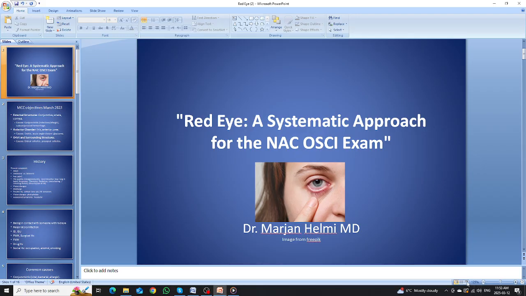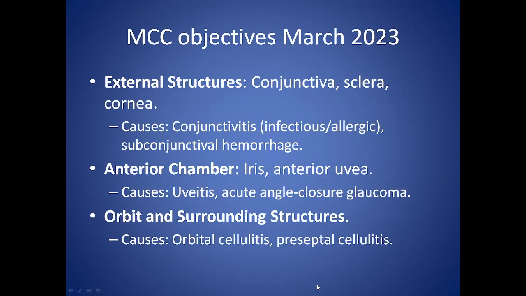Red eye. Based on MCC objectives, we have different reasons. External structures can cause red eye, like conjunctiva or sclera. In any of the structures, if we have any kind of infection, allergy, or inflammation, it can cause red eye. For example, in this area, conjunctivitis or subconjunctival hemorrhage could be the cause of the red eye or pink eye.